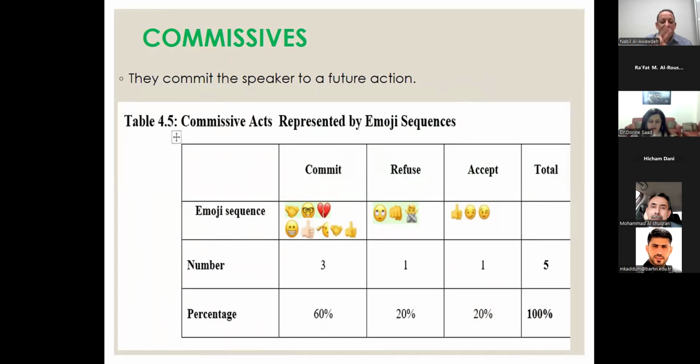Dr. Rafat, yes. You have 2 minutes left. Okay, I'll be done, inshallah, Dr. Nabil. Thank you very much. Thank you for reminding me.